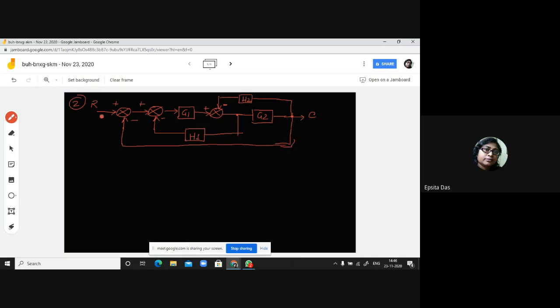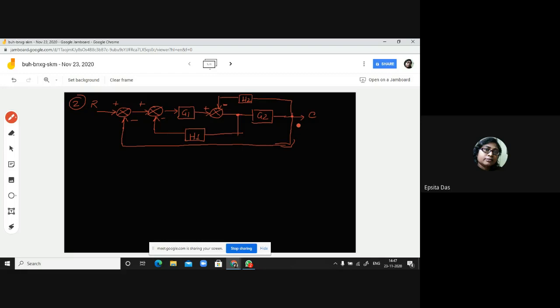Okay. So what is the system? Input is going to a summer. Then another summer is there. There is a G1 transfer function, and it is going to a summer. Now after this, there comes a takeoff point. And then after the takeoff point, I am getting another G2. And then comes the output point, and here also there is one feedback path over here and another feedback path over here. Okay. So this is the block diagram.